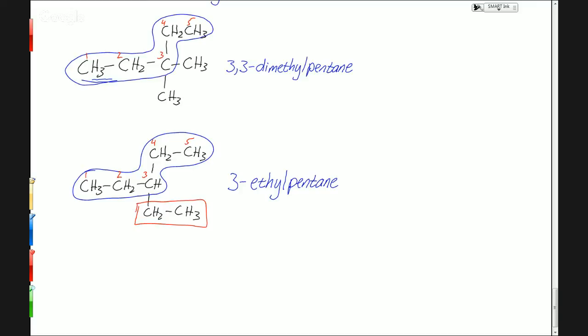So main things with naming, you have to know the names, first of all: methane, ethane, propane, butane, pentane, hexane. Don't get tripped up finding the longest chain. That's a common problem, picking the one that's in the middle instead of actually following it all around and figuring out what's the longest. And then make sure you're naming your substituents properly based on which carbon they are on.